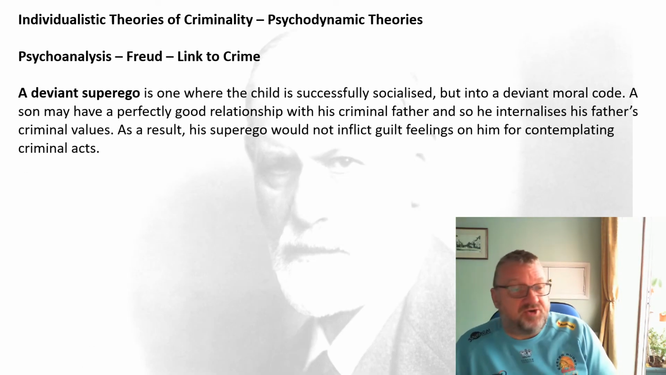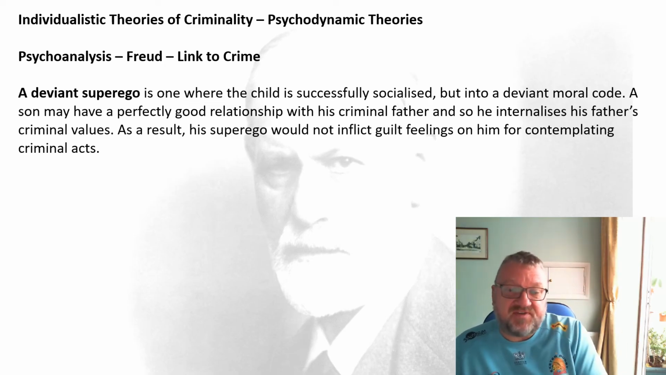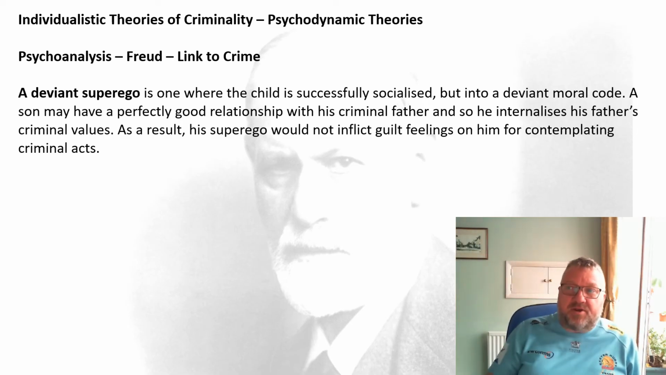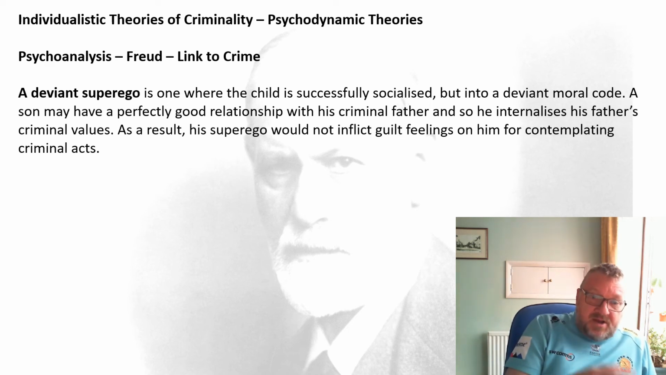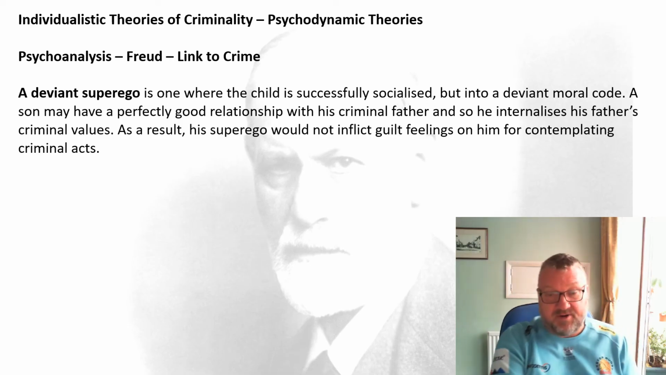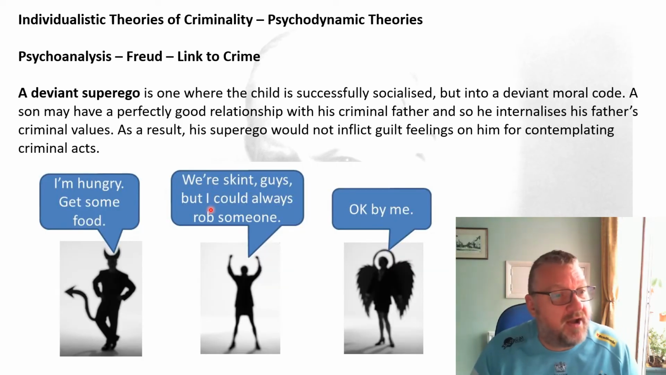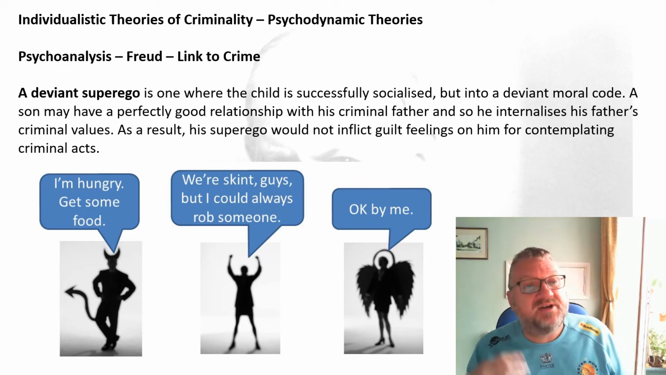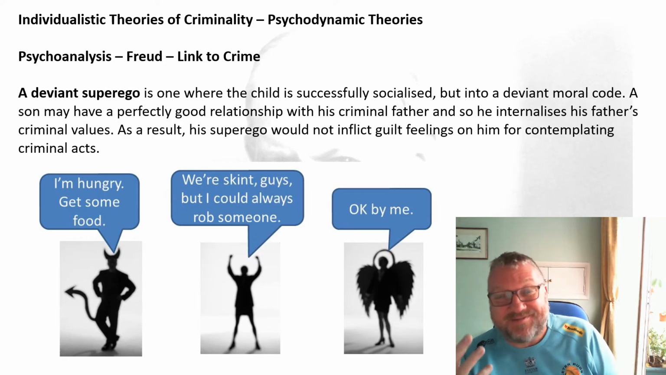If we look at a deviant superego, that's one where the child is successfully socialised, but into a deviant moral code. So your son may have a perfectly good relationship with his criminal father, and as a result of that good relationship, the son internalises his father's criminal values. So as a result, his superego won't inflict guilt feelings on him for contemplating criminal acts. So it'll look something like this. The id's going, I'm hungry, get some food. And the ego's going, well, we're skint guys, but I could always rob someone. And the superego goes, well, okay by me, because it's been internalised, the father's criminality.